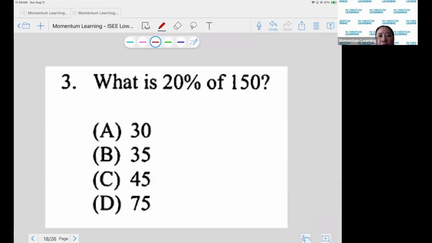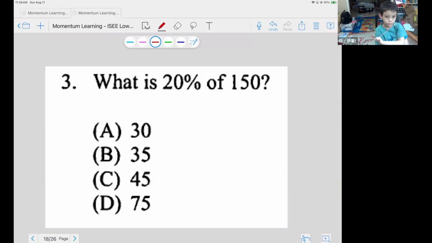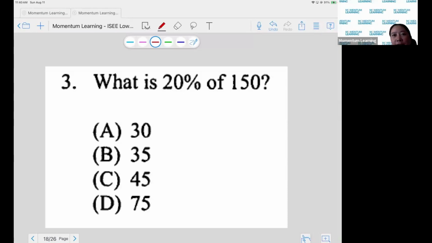Chen Zhan, are you able to explain how you got to A? Are you able to talk? Okay, let me get another student. Eli, can you tell me what you did? First, was your answer A, right? How did you get the A?